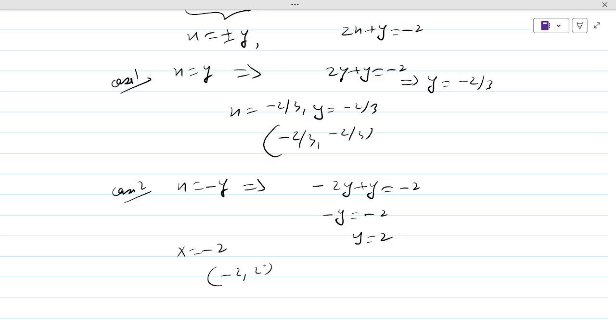Okay, so this is how we can use the equality of complex numbers to find the particular solution, solving for some ordered pair.